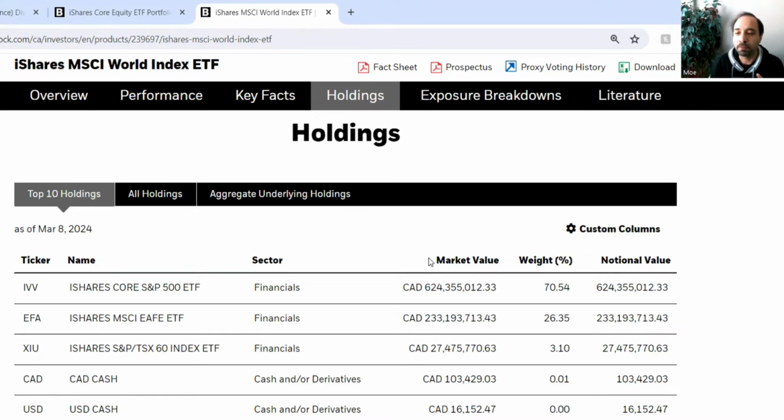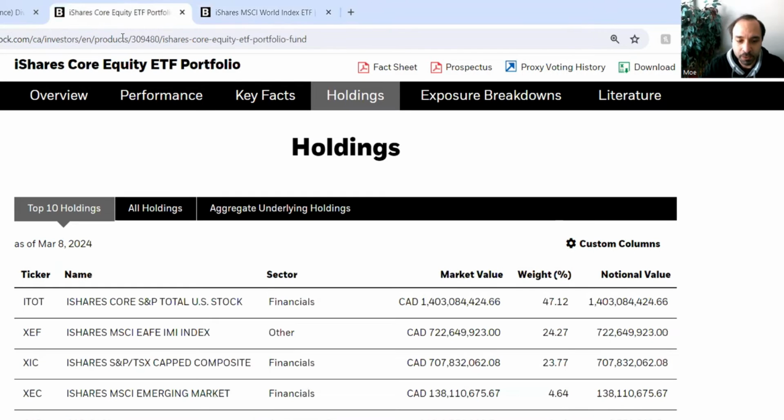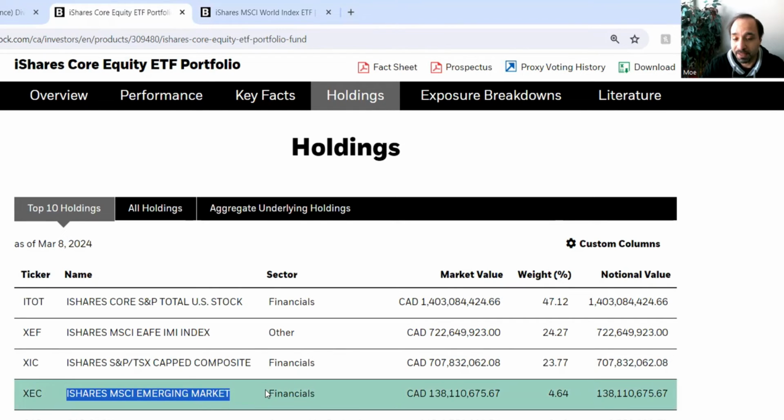Say you want to bring it up by 5%, so maybe you could add in there potentially a fund that you find within XEQT, such as XEC, which is actually iShares MSCI Emerging Market.